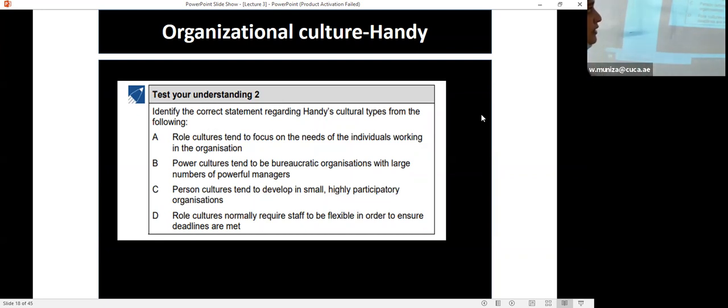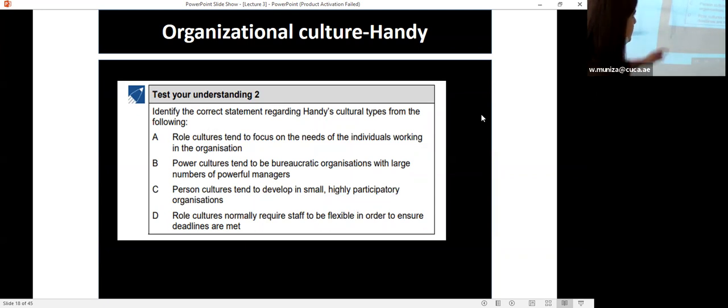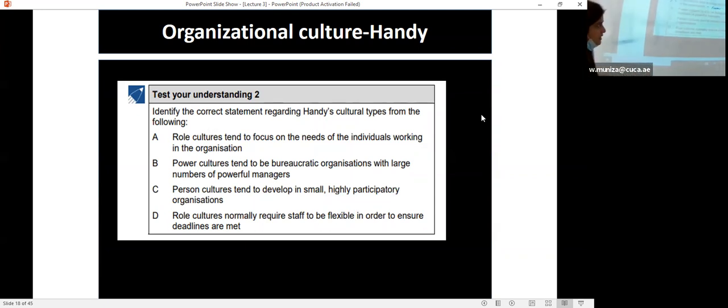Role cultures tend to focus on the needs of the individuals working in the organization. Is it true? This has been which culture? Person culture. Am I right? So this one is wrong. B, power cultures tend to be bureaucratic organizations with a large number of powerful managers.